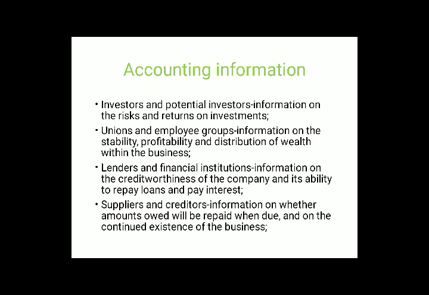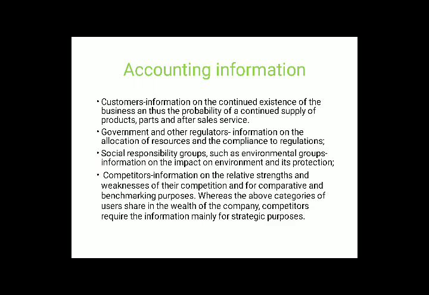Unions and employee groups are part of the company. They need to know that they are working in a standard or a stable organization, and that they will not lose their jobs in the near future, or be let go without being paid their salaries. So that's why they need it. Lenders and financial institutions simply refers to the banks and other organizations that have lent money to the business. They also need to know if the business will continue running. Suppliers and creditors are also another kind of lenders. They are called lenders because they have given their products without taking any money for the time being, but at a future point they will need their money back. So they need to know that the business will still be stable in the future. So that's why they use it.